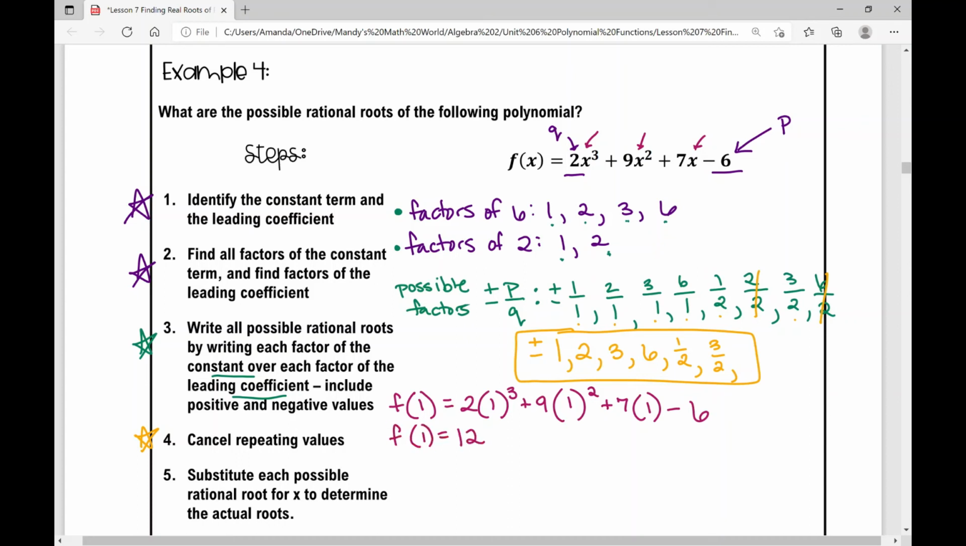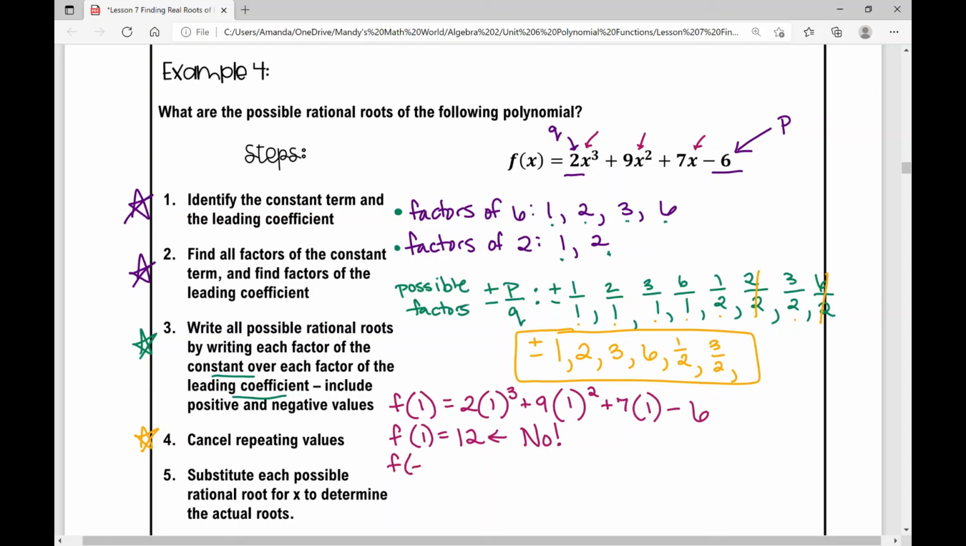In this case, we're looking for our roots. The roots are your x-intercepts. X-intercepts are where y is 0. If I plug in 1 for x, do I get a 0 value for y? No, I don't. So 1 is not a root. We move on to the next one.